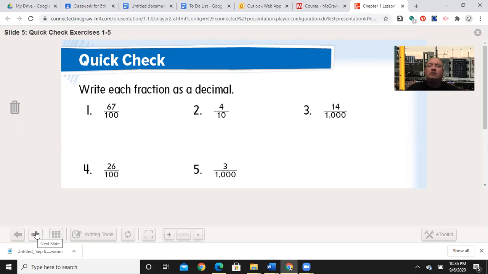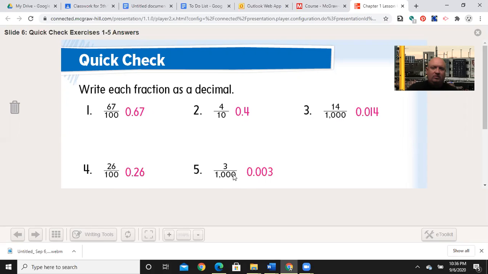Welcome back. Let's see how you did. Bringing up the answers here, we see that we have 67 hundredths. There are 2 zeros, 2 decimal places. 4 tenths, 1 zero, 1 decimal place. 14 thousandths, 3 zeros, 3 decimal places, so we had to annex this 0. 26 hundredths, 2 zeros, 2 decimal places.